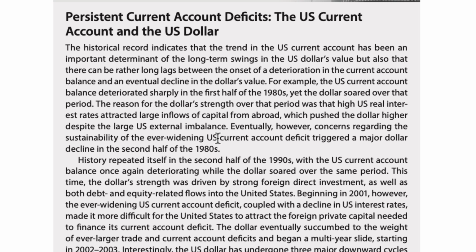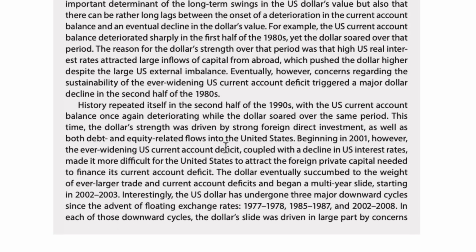So Volcker raised interest rates 17, 18% and crushed inflation. Well, when you're getting 17, 18% on treasuries, your money is running into that country, right? And sure enough, it broke inflation. And from 83 onwards, inflation went straight down. Eventually, however, concerns regarding the sustainability of the ever-widening U.S. current account deficit triggered a major dollar decline in the second half of the 1980s. And that's exactly what we saw on the DXY.